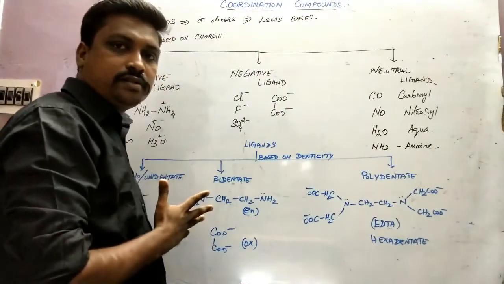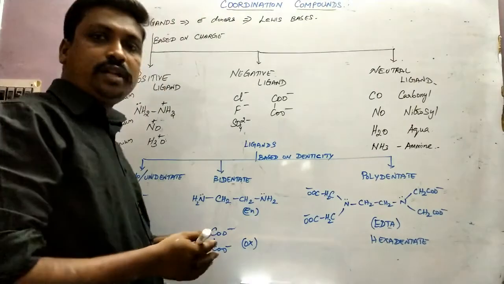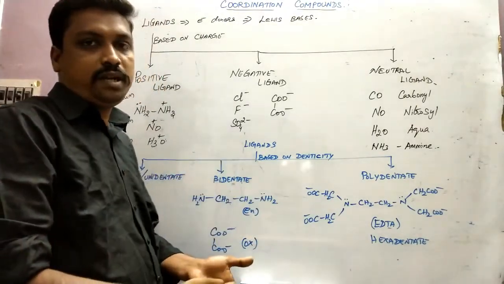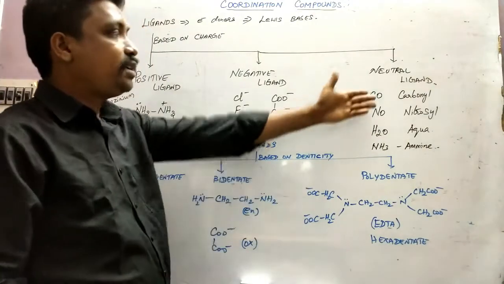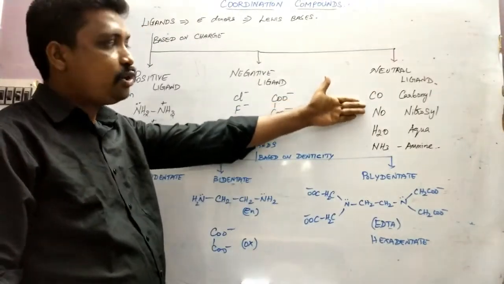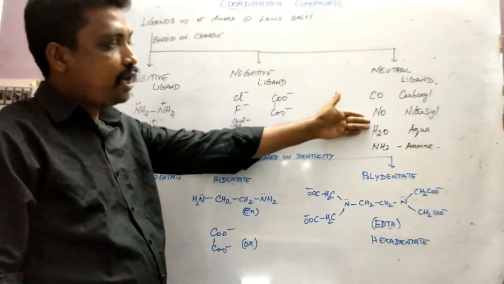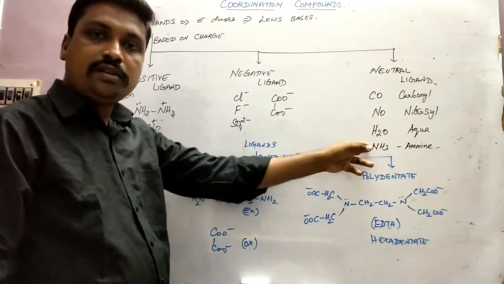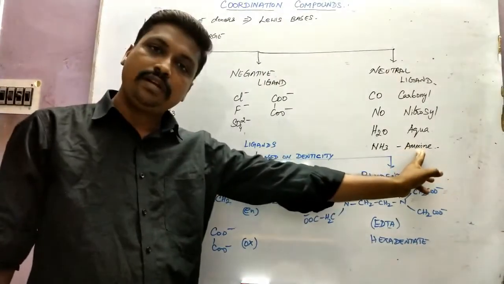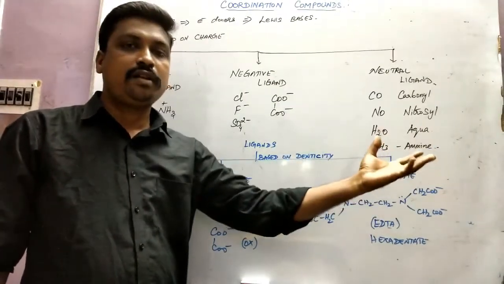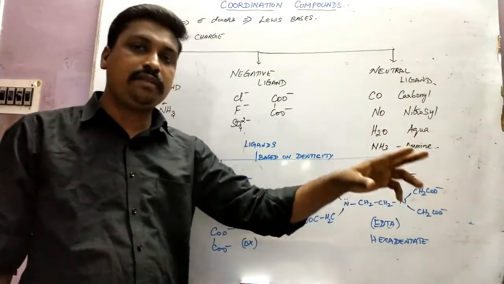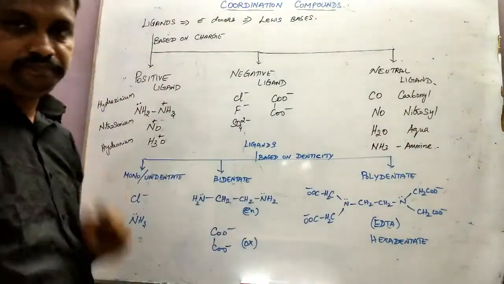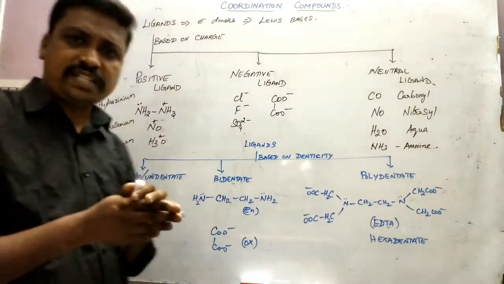Okay. Then neutral ligands. What are neutral ligands? They don't have charge, but they may donate an electron pair. Examples: carbonyl, nitrosyl, aqua. In this lesson water is termed aqua. They are given special names. Amine is written with a double M, in order to differentiate it from organic amines in organic chemistry, which are written with a single M. Okay, this is one type of classification.